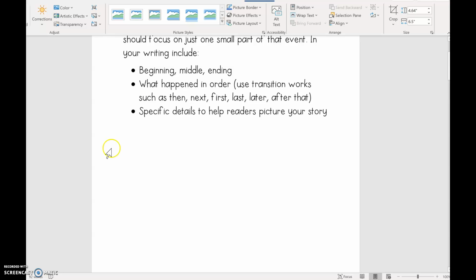And then I want you to use specific details to help readers picture your story. So whenever you're writing your story, the reader should be able to picture what's happening in your story. So if I said the dog went outside, that's not very specific. What would be specific is the dog Moose, the golden retriever, went outside in the blizzard and ran to the trees. I can picture a blizzard outside and Moose running to the trees through the blizzard. So they should have specific details in there so that the reader can picture your story.